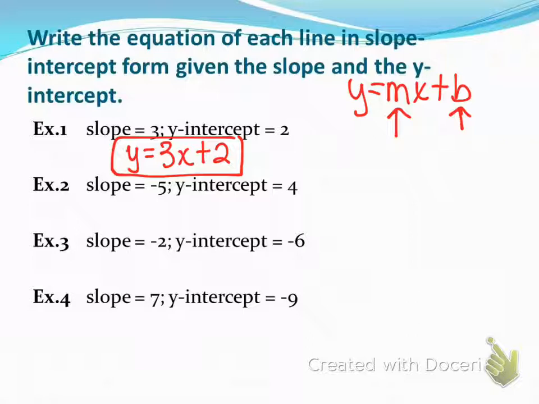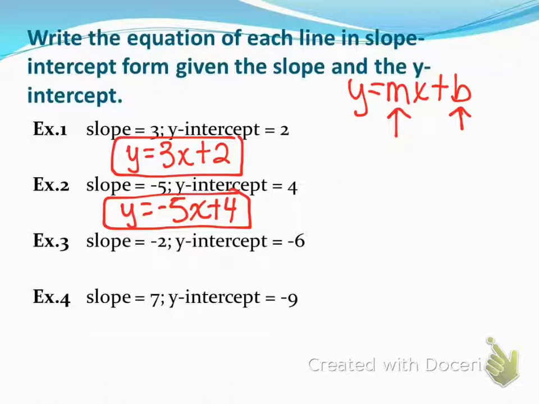All right, on example 2, does anybody think they know what my equation is? May? Negative 5x plus 4. Wonderful. That's it. Plug in your m and your b and you are finished. Remember that slope is always m, y-intercept is always b.